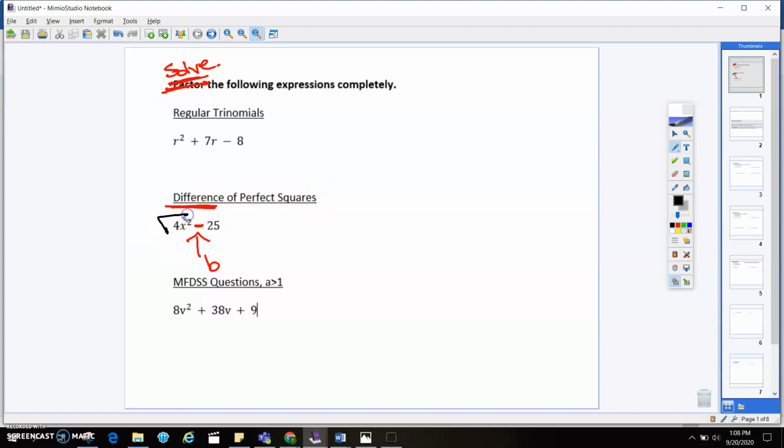So if I took the square root of 4, I would get 2, right? And if I took the square root of 25, I'd get 5, right? So when it says difference of perfect squares, what we're going to do is we're going to have a 2x plus 5, and we're going to have a 2x minus 5. Okay, so we took the square root of both of these, and we said, all right, let's throw an x right beside that one, an x right beside that, and change the signs on both of them.